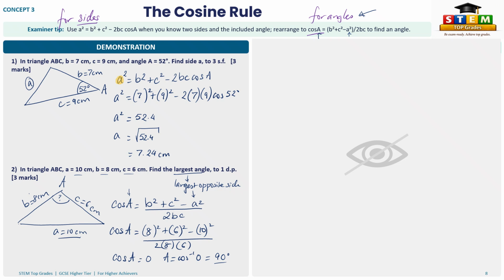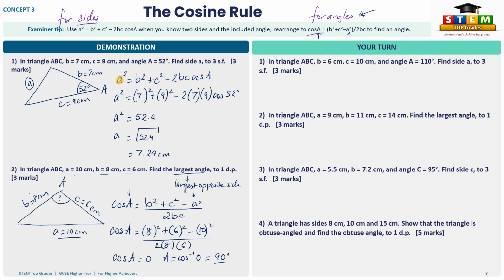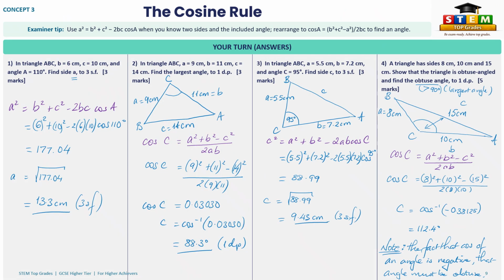I hope you have understood how to apply the two different formulas, and we'll get some opportunity for you to practice the questions on the right hand side. So you can pause the video again and practice the questions, and I'll see you on the next slide for the answers. So here you are for the answers for the cosine rule applications, both formulas, one for the sides and one for the angles.